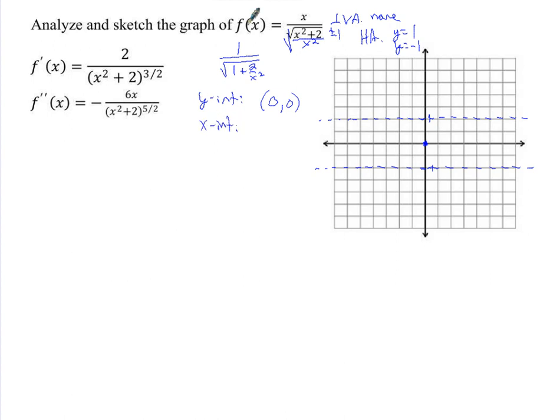I do that by setting the equation equal to 0, and I get 0 equals x over the square root of x squared plus 2. Well, the denominator disappears again, and I'm just left with 0 equals x. So this is my only x-intercept, and it's my y-intercept. What's the next thing we should do?